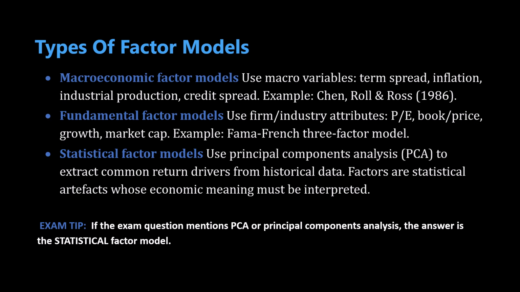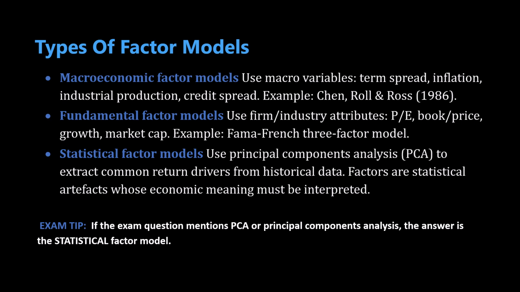The second category is fundamental factor models. These models use firm characteristics such as price-to-earnings ratio, book-to-price ratio, growth, or market capitalization. The Fama-French model is the most famous example in this group.